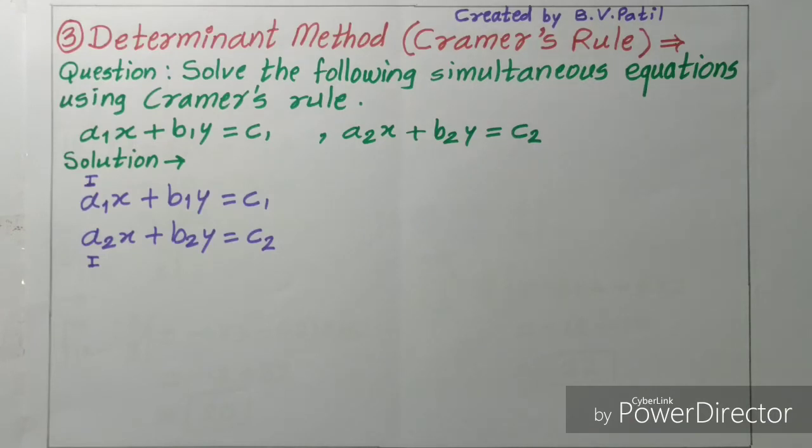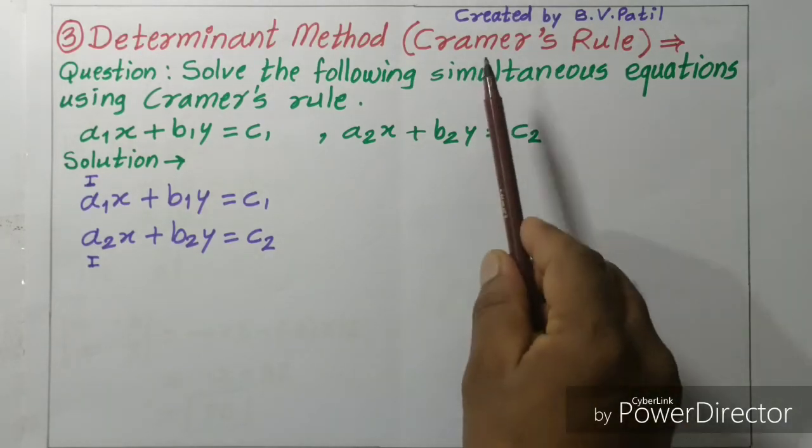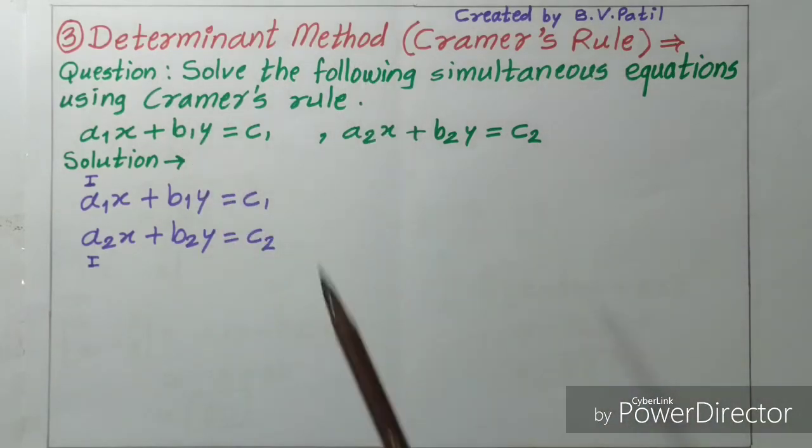Today we discuss the third method, that is Cramer's rule or the determinant method. In the previous video we discussed two methods: first the elimination method, and second the graphical method. By those two methods we can solve simultaneous equations and find the values of x and y.